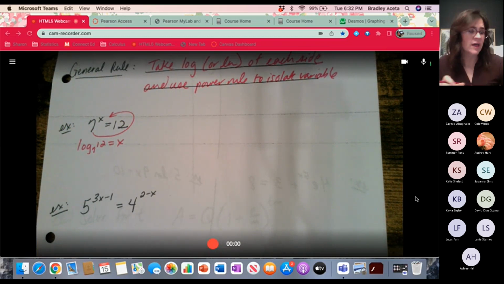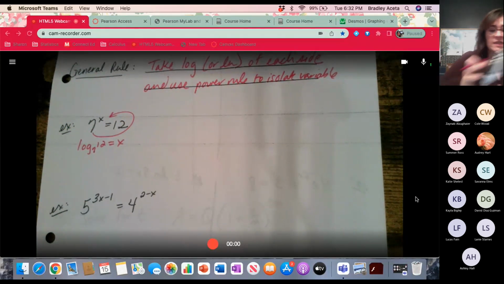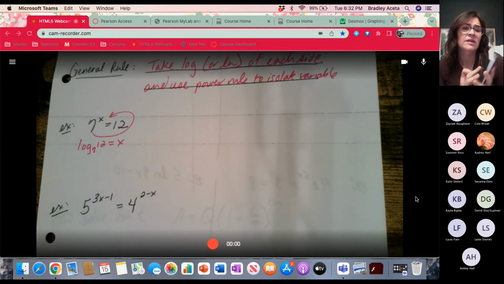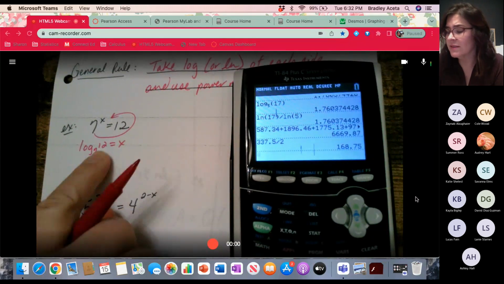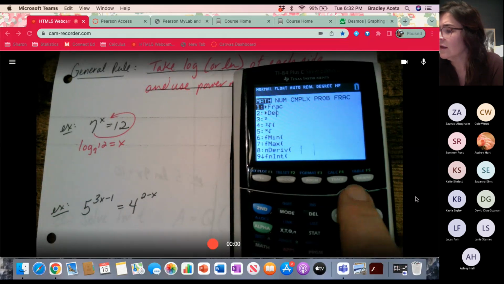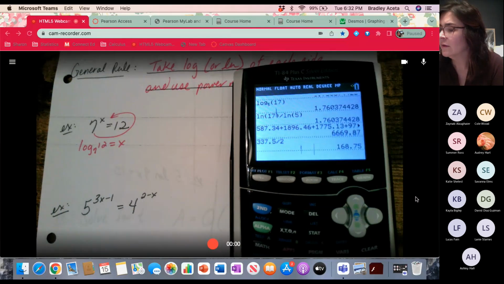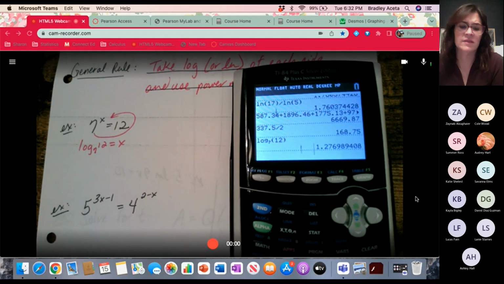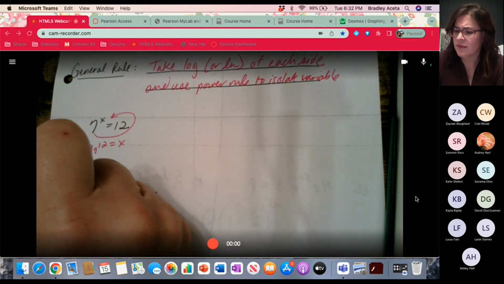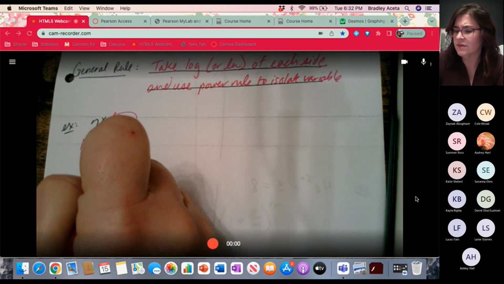And then just use your calculator to get the decimal, because it's going to ask you for both decimal and exact form. And if you don't remember where log base 7 of 12 is, you go math and you go down to log base and you hit 7 for the base and 12 next to it, and it gives you the decimal 1.276, and it'll tell you where to round. I think it wants you to round to like the third one. So x is equal to 1.277.